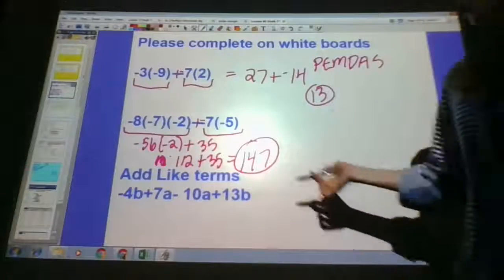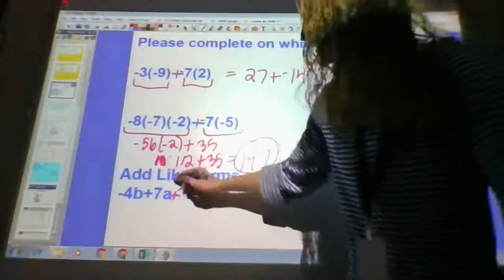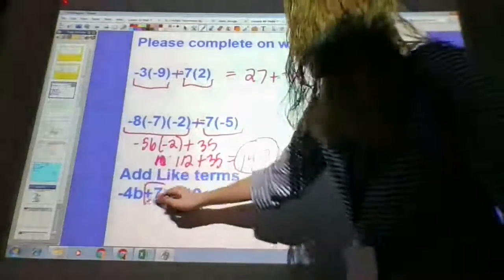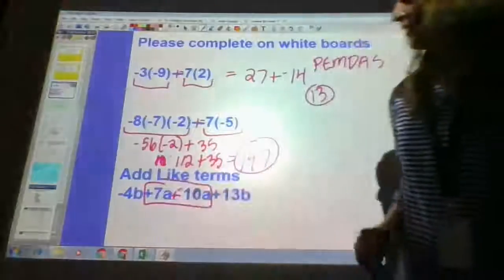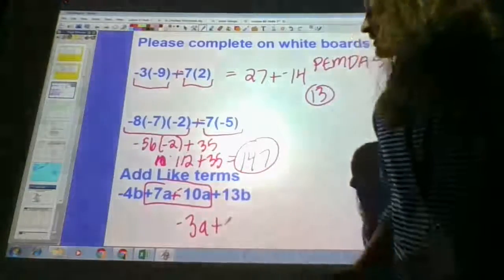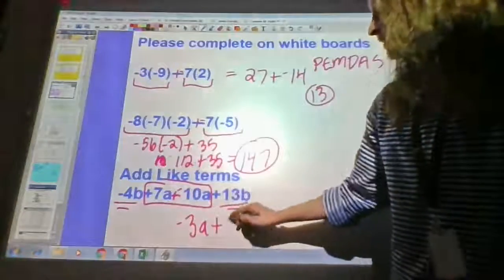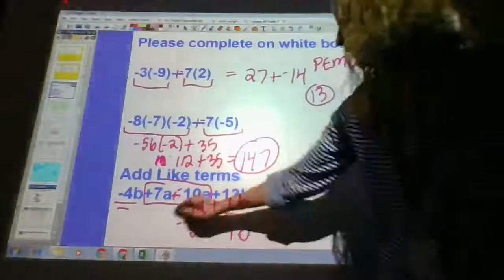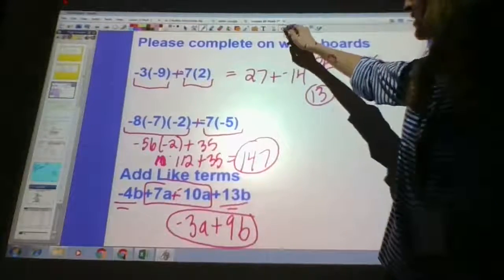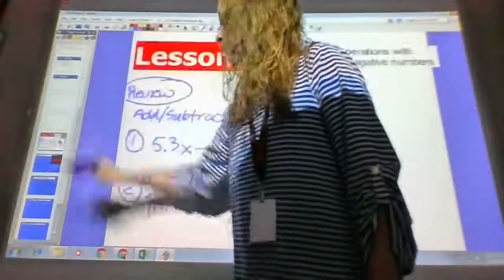Then if we talk about like terms, I'm going to start with the A's first. If we add the inverse, we have 7a plus a negative 10a is going to be negative 3a, plus negative 4b plus 13b is going to be 9b. And that's how we do those. If you get confused by those, please ask me. I would love to answer those questions for you so you get them right on your test.